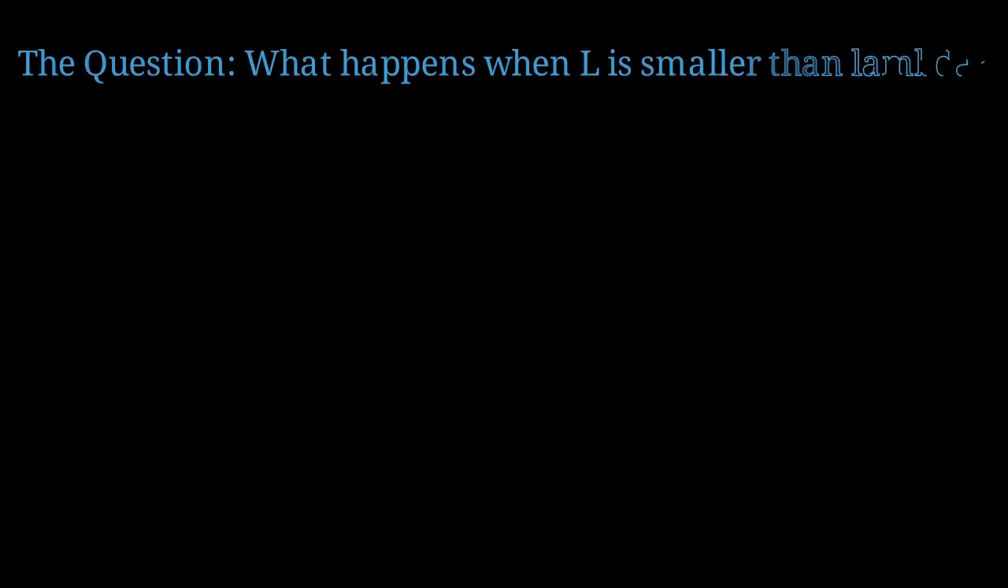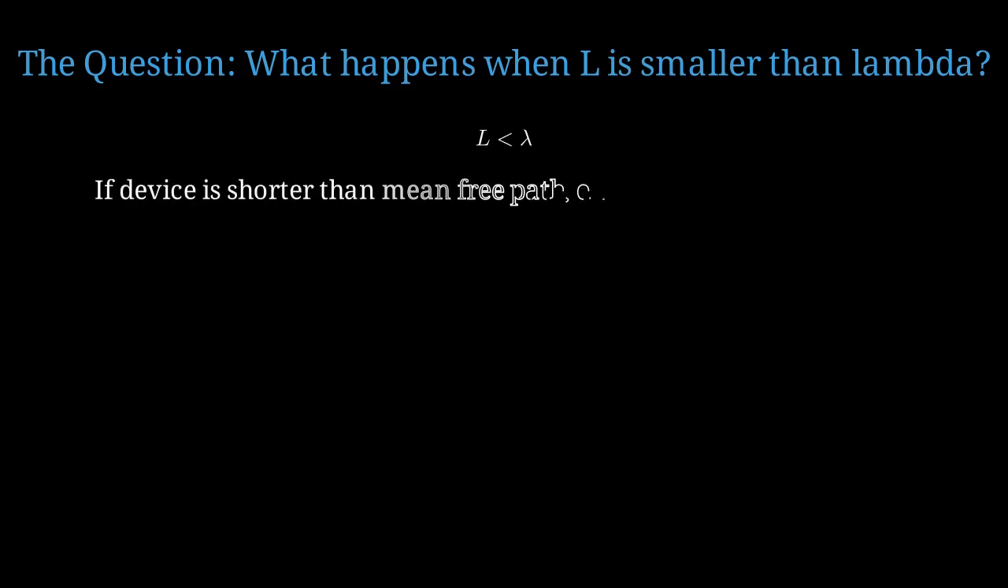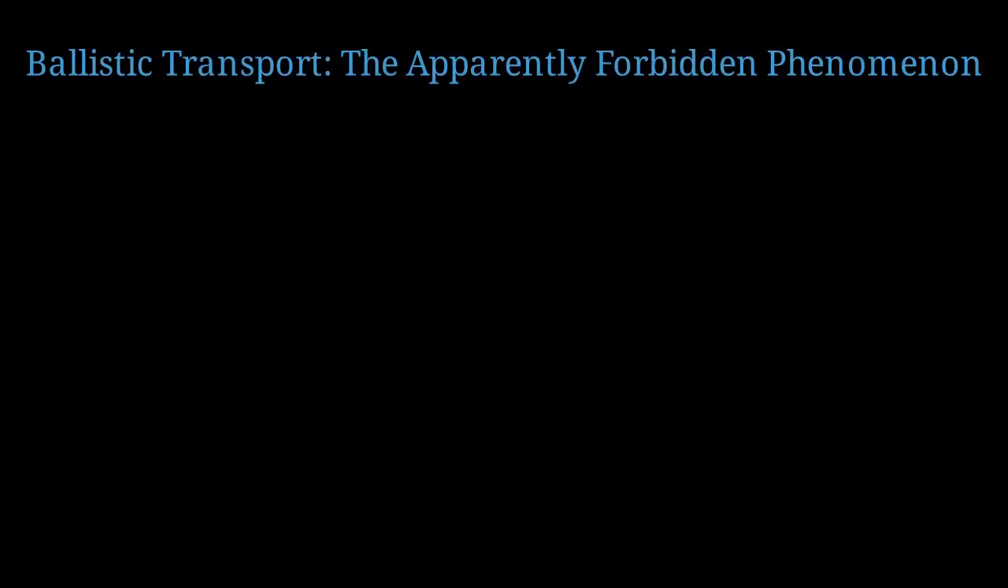Now here's the critical question that we're going to explore today. What happens when the device length L becomes smaller than the mean free path lambda? When L is less than lambda, we enter a completely different transport regime. If the device is shorter than the mean free path, then statistically, most electrons will cross the entire device without experiencing even a single scattering event. This is ballistic transport.